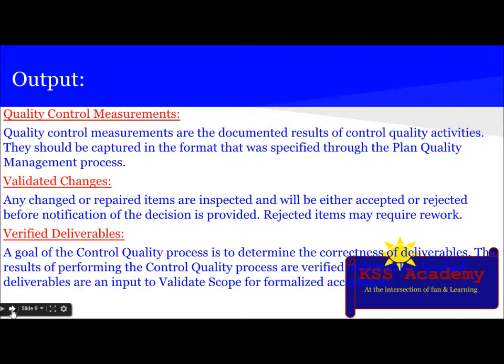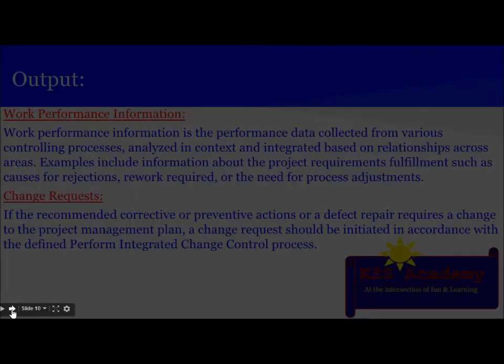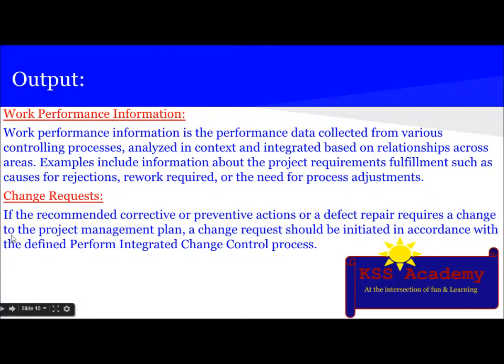Next is verified deliverables. A goal of the Control Quality process is to determine the correctness of deliverables. The result of performing the Control Quality process is verified deliverables. Verified deliverables are input to Validate Scope for formalized acceptance. The next output is WPI, or work performance information, which is the performance data collected from various controlling processes, analyzed in context and integrated based on the relationships across areas. Examples include information about project requirement fulfillment, such as causes for rejection, rework required, or the need for process adjustments.